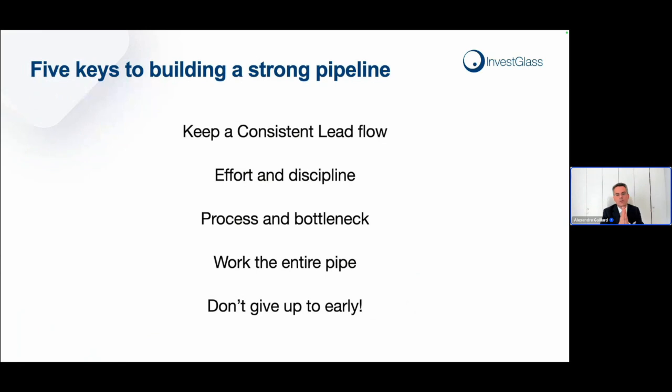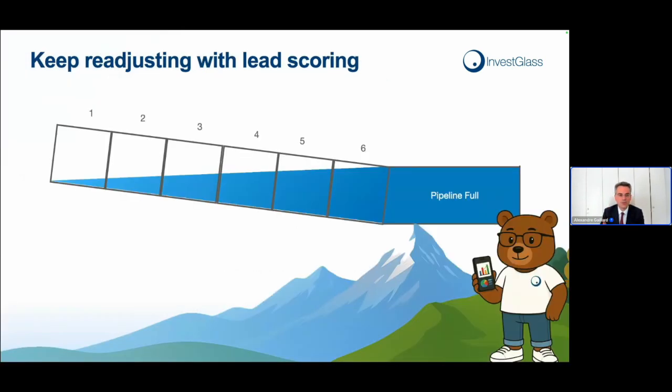Here is what I suggest to you. First, keep a consistent lead flow. Have discipline. Have a process. We can help you with that. The team of InvestGlass knows very well what works and what does not work. Work the entire pipeline and don't give up. And most importantly, be sure that you keep your lead scoring always updated. Keep your stages to a maximum of 6 stages. And be careful of not filling in your pipe on stage 1.